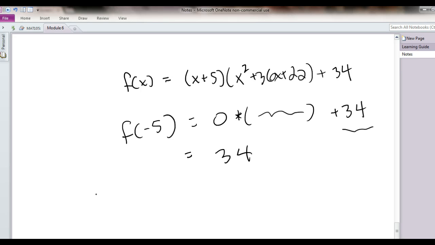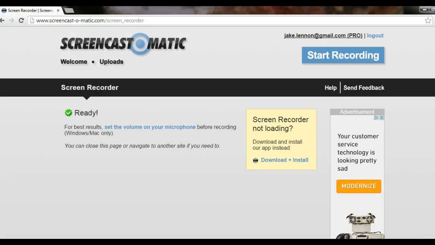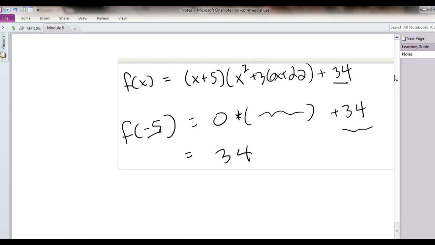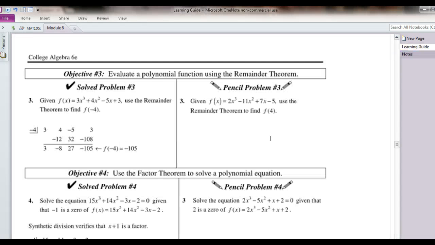So if you take your polynomial and you divide it by x plus 5, then you're just going to end up with a remainder when you plug the 0 value in. So I know that's kind of a quick explanation, but that's what they mean here. So they're saying use the remainder theorem to find f of 4.